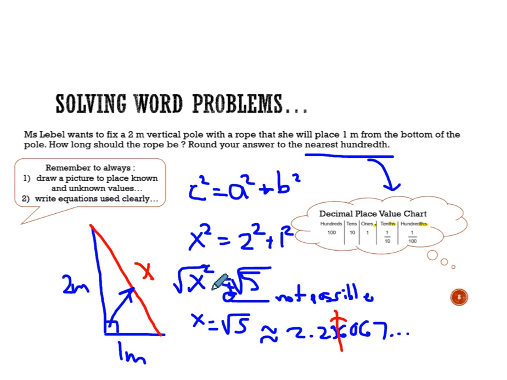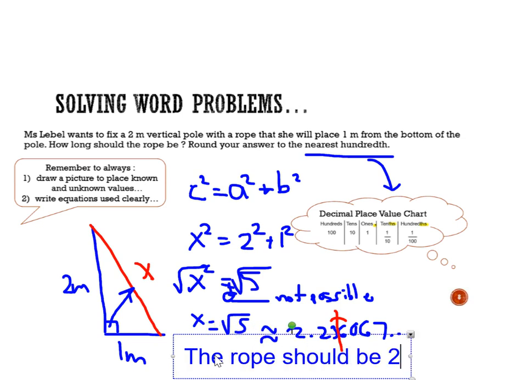So my answer is going to be, the question is, how long should the rope be? So let's write the rope should be 2.24 meters. Don't forget your unit, that's very important. Have fun practicing now.